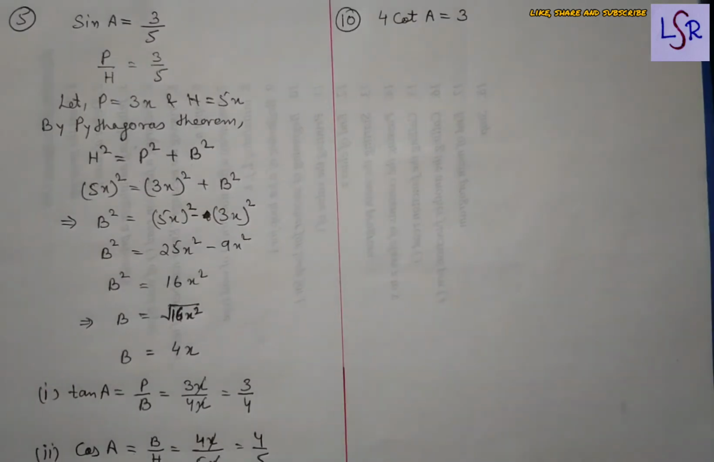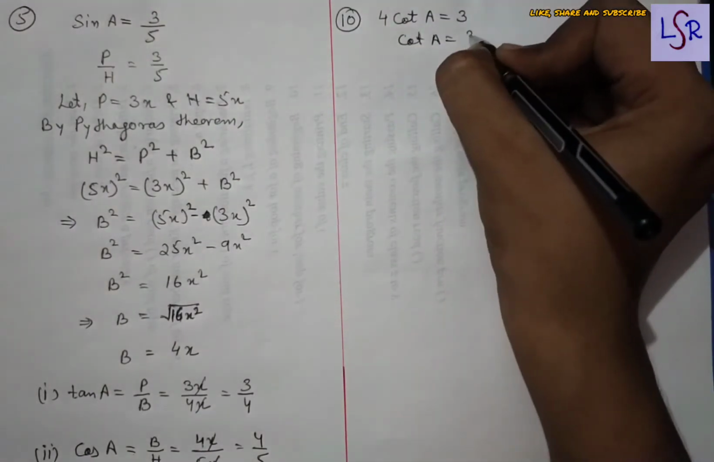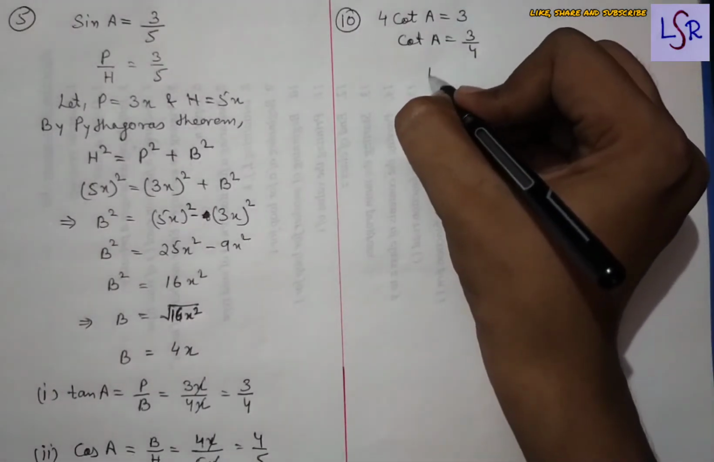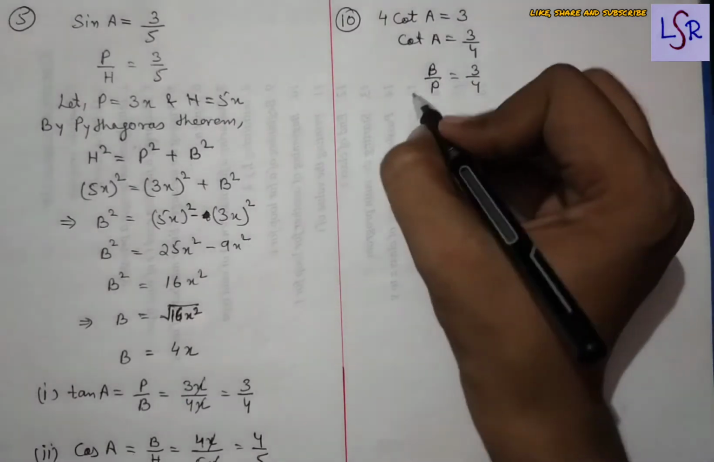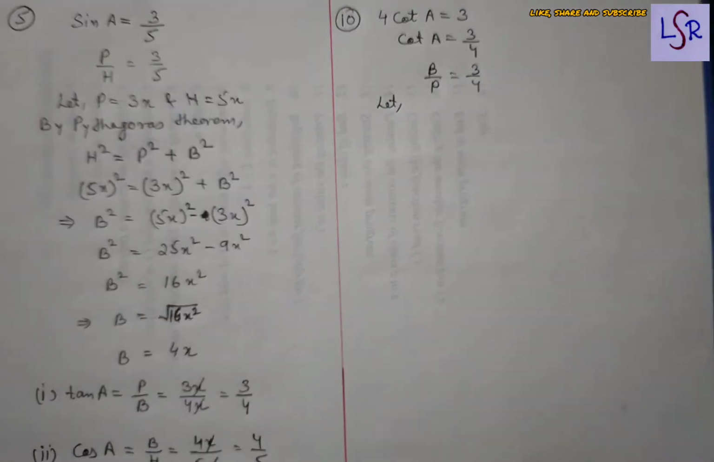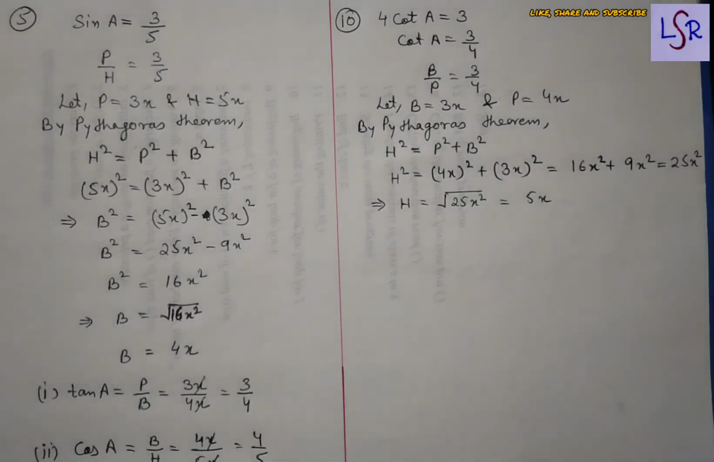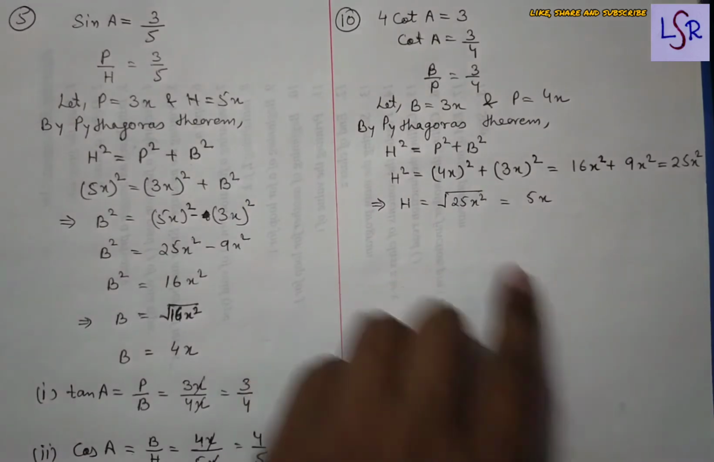Now let's see question number 10. Here we have 4 cot A equals 3, and it can be written as cot A equals 3 by 4. Now we all know that cot can be written as base upon perpendicular, that is 3 upon 4. Now let base equal 3x and perpendicular equal 4x. Now we are going to apply the Pythagoras theorem to find the hypotenuse. Now on applying the Pythagoras theorem, we have got hypotenuse as 5x.